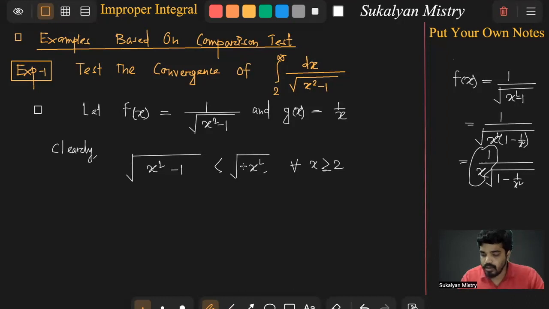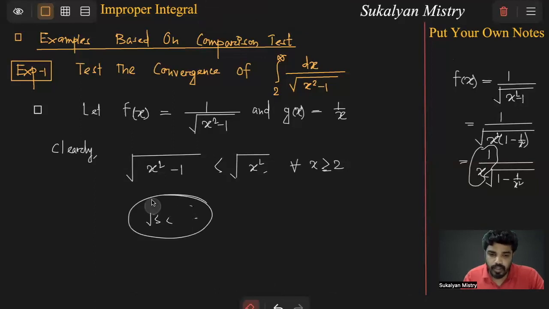What is the value of root 3? Root 3 is 1.732. You can check: just put x equal to 2, so 2 square minus 1, that is root over 3. Root over 3 is less than 2. Obvious.